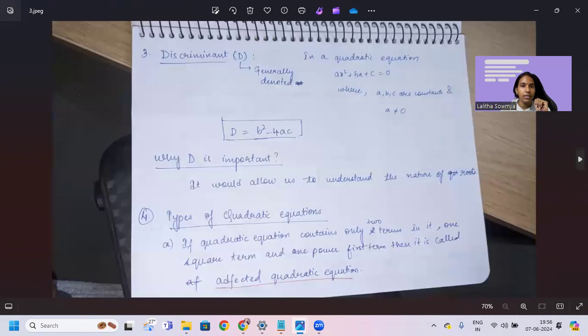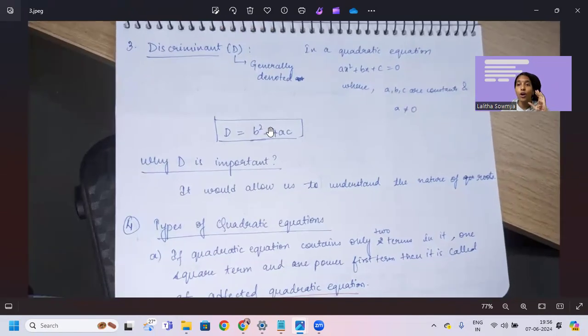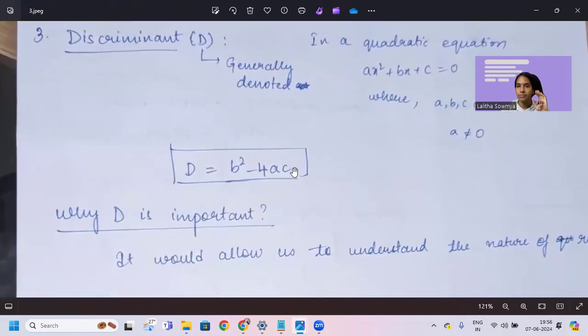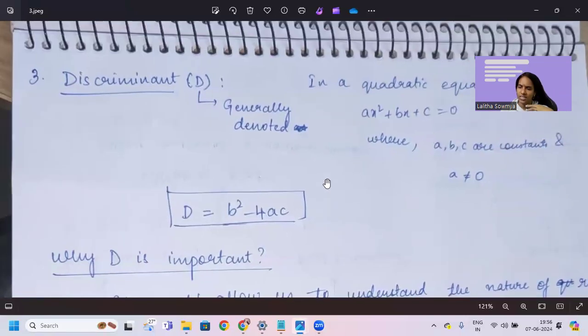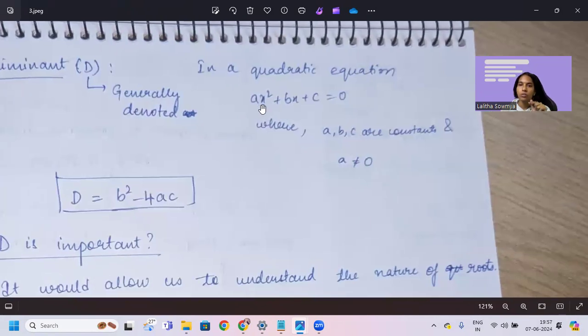Let's go. We have to learn about one of the important concepts, that is discriminant. Now, what is discriminant? Let's understand. This discriminant is generally denoted by capital D. In a quadratic equation, what is a quadratic equation now? You guys tell me along with me. ax square plus bx plus c equal to 0, where a, b, c are constants, and don't forget a not equal to 0. Good job. Clap for yourself now.